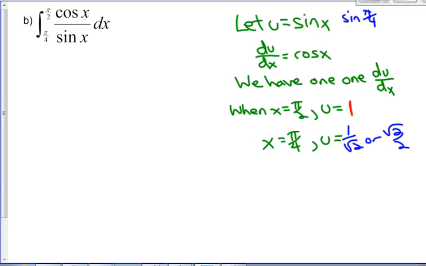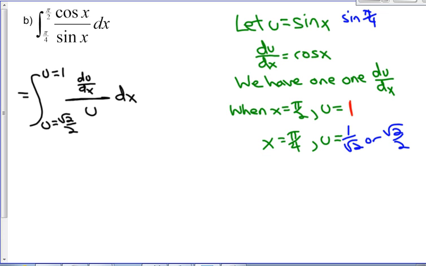Okay, so we can begin. This is the integral from where u is, I'll call it root 2 over 2, up to where u is 1. Of cosine, well, that's du by dx, all over sine, that's u, times dx. When we work this through, the dx's are definitely going to be gone. You'll have a du at the end. We can show all those algebraic steps, but it will work out for us. So what will we be left with? We'll have 1 over u du.